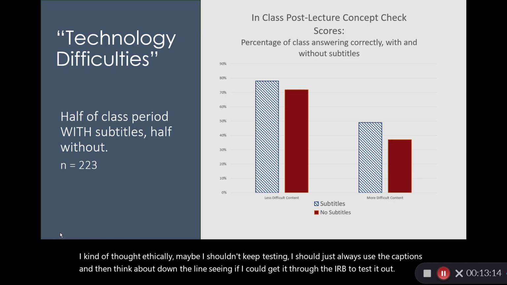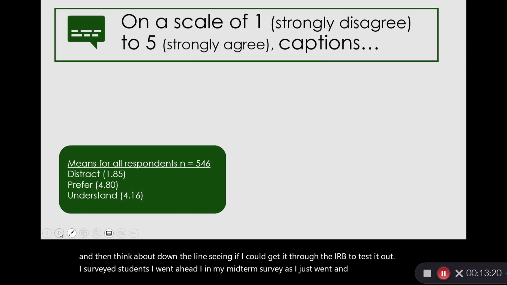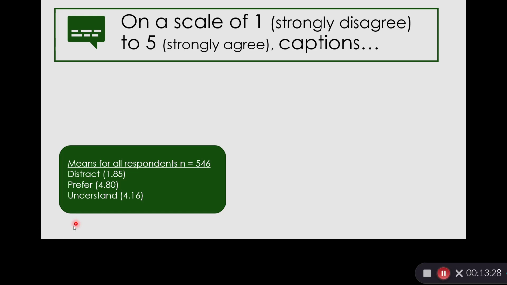So I surveyed students. In my midterm surveys, I just asked them some questions about how the captioning was working out for them. Overall, survey results were positive.